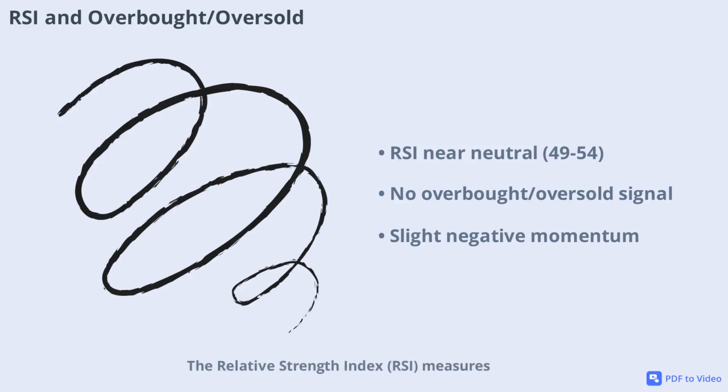The Relative Strength Index, RSI, measures the speed and change of price movements, helping identify overbought or oversold conditions. MU's 14-day RSI is at 49.07, close to the neutral 50 mark.